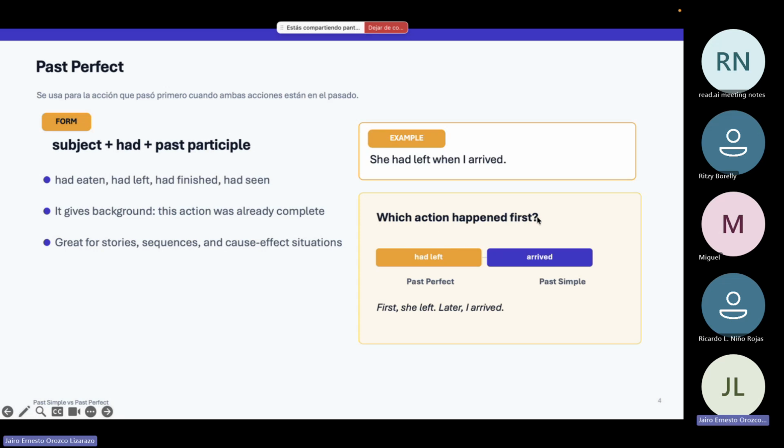So which action happened first? The action that happened first comes with had left. The action that happened first, you have to write it in past perfect. The action that happened after that, you have to write it in past simple, usually, or sometimes in another past perfect tense.